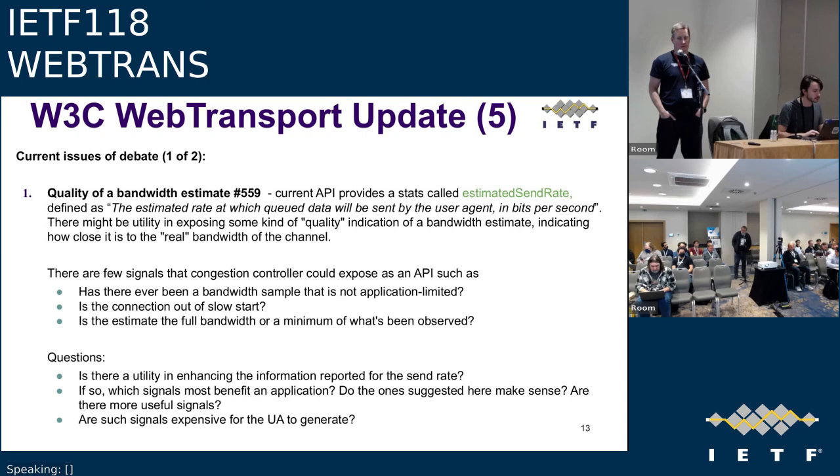One thing is that I would encourage us to exchange information so that we get something that's roughly compatible between the two specs. The other is that I'd like to expose signals when we have a clear idea of what the application will use it for. And if we don't know what the application will use it for, as in the case of exposing the name of the congestion control algorithm, we shouldn't expose it.